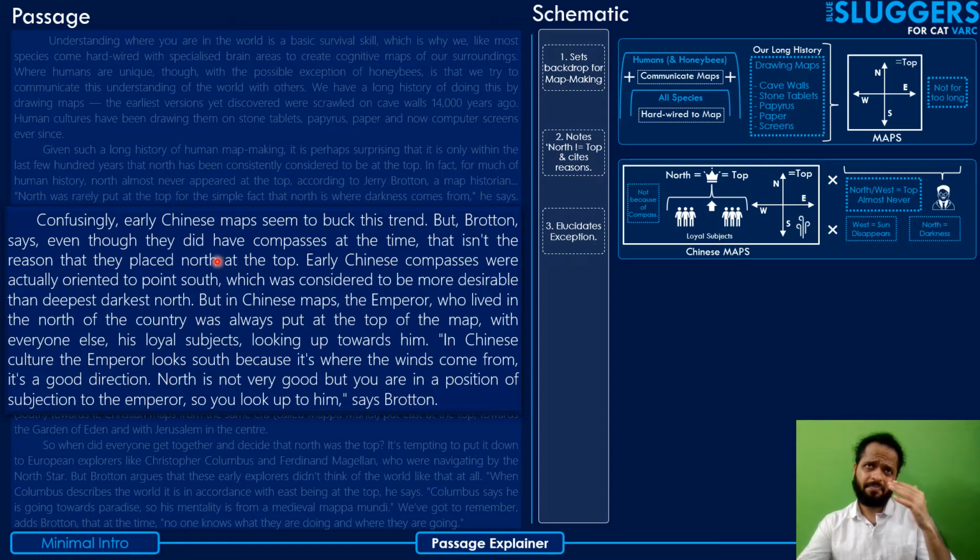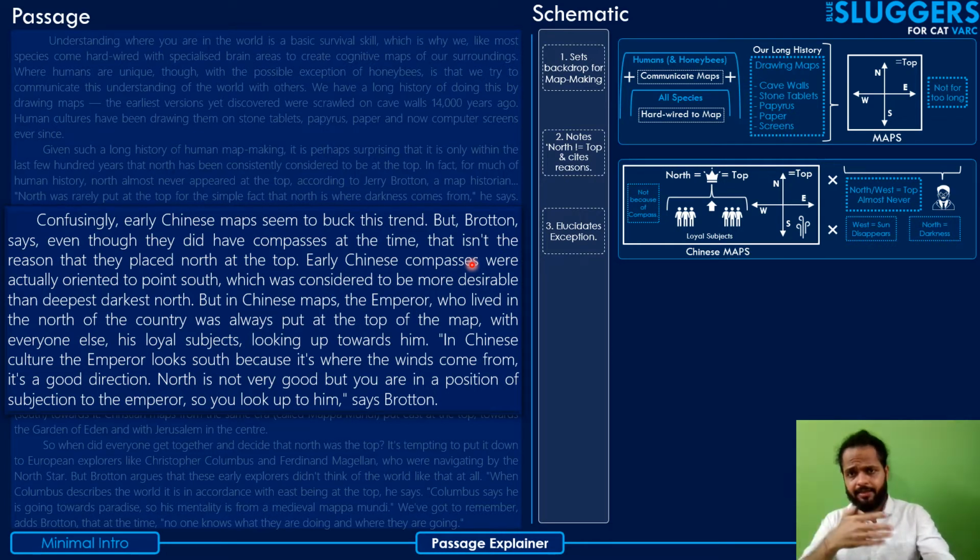And then he preemptively disregards a potential explanation for that. The explanation could have been that the Chinese have been using compasses for so long, and the compass needle aligns along the north-south direction, right? And that might be the reason why they have been putting north on the top of the map since ever.